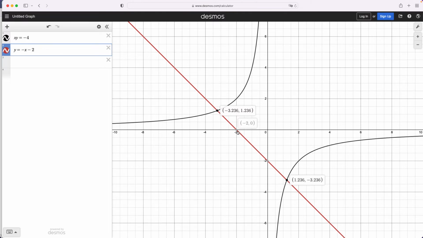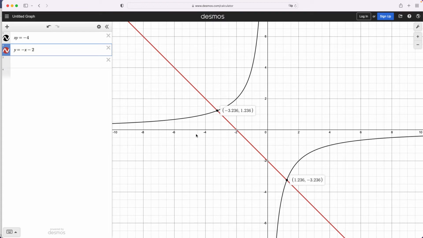And then this again was our points that we used to determine our line. So we have the y-intercept point was negative 2. That's this right here, (0, negative 2). And it was just down 1 over 1, negative 1 over 1. So that is the slope of our line, down 1 over 1, and it goes all the way through.